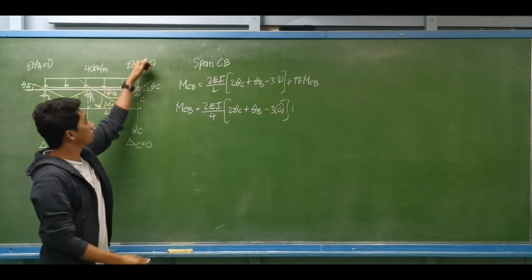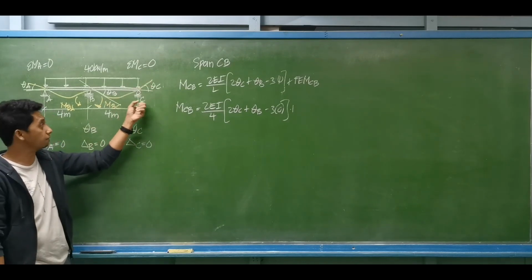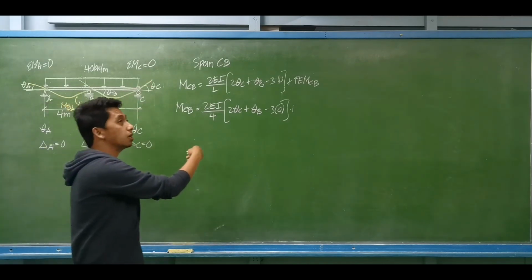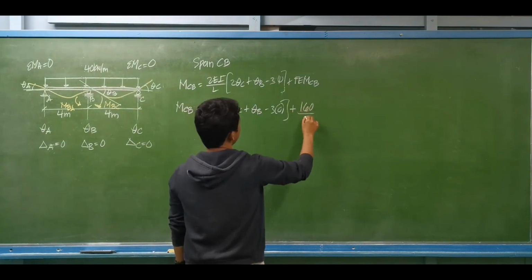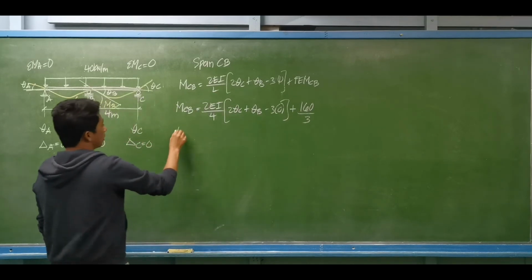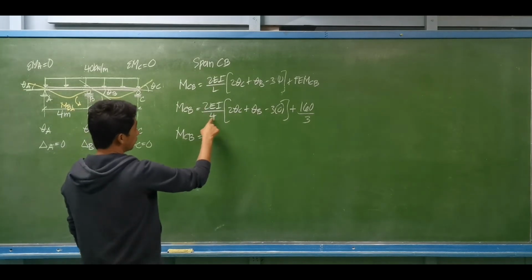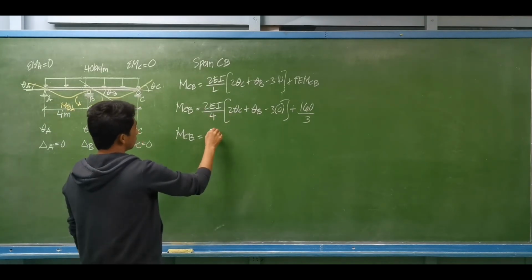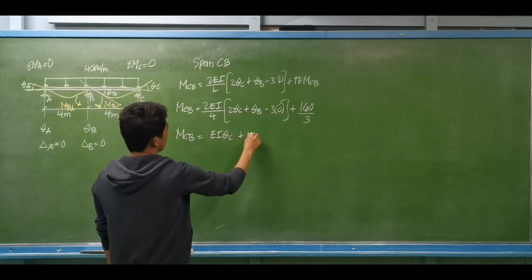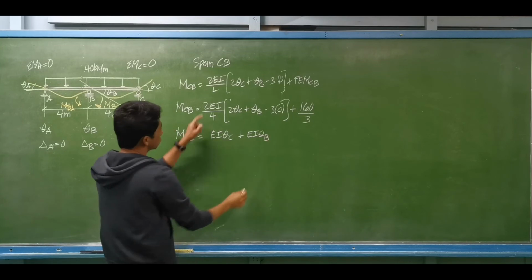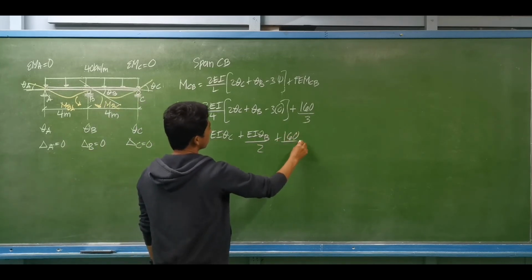Take note, this is a right support when you convert it to a fixed support. So it's expected to be a positive clockwise moment. That is plus 160 over 3. So the moment CB is equal to 2 over 4 times 2, which is the same as EI theta C plus EI theta sub B, that is 2 over 4 divided by 2. Then plus 160 over 3.